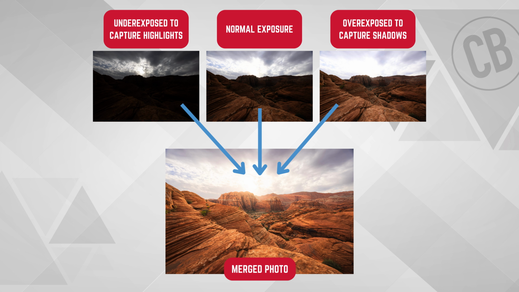This is where bracketing comes in handy. Bracketing allows us to take multiple images exposed for the different areas, either the highlights or shadows, and combine them to make one image exposed properly for all of the areas.